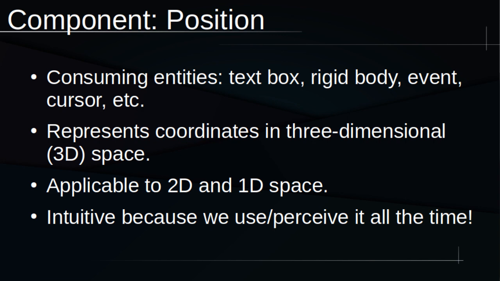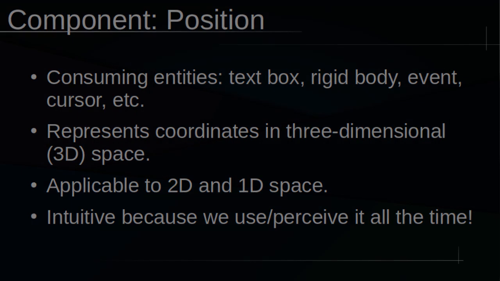Just as you'd expect, the position component represents an entity's position in three-dimensional space, although it's equally applicable in 2D and 1D. Because all our experiences and perceptions of the world are based in three dimensions, X, Y, and Z coordinates feel pretty familiar and intuitive. Let's take a glance at the source code to see how this is implemented.